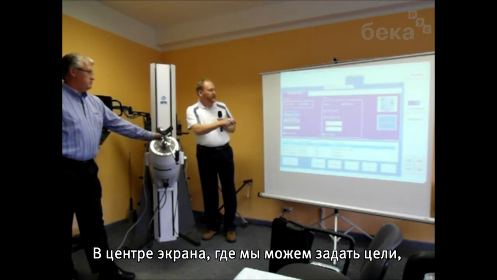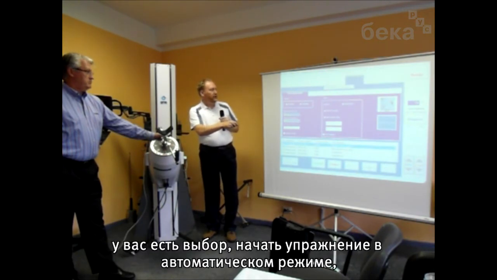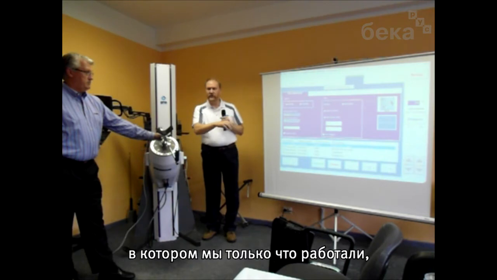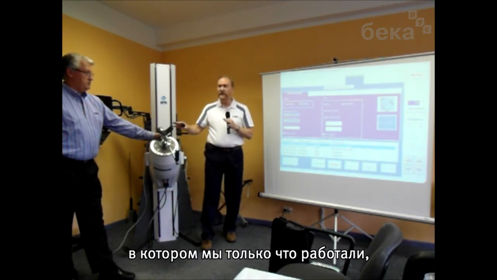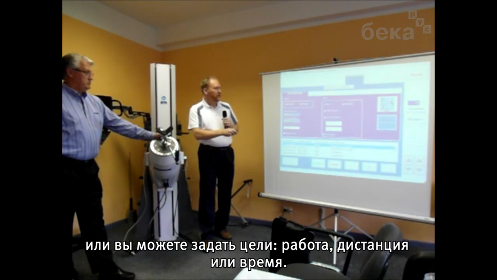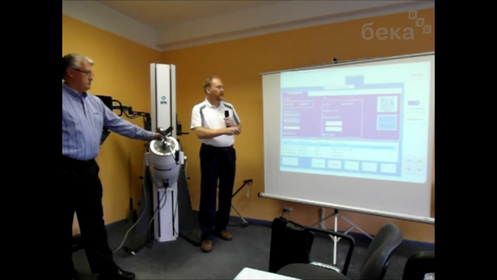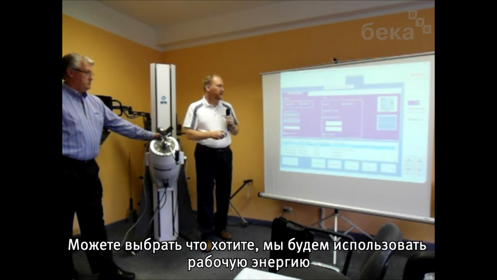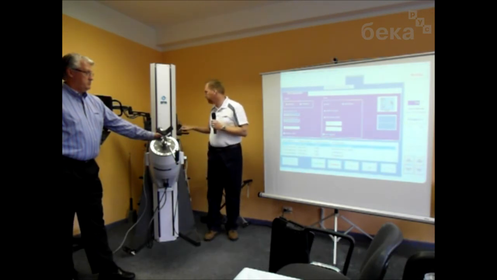So in the center of the screen where it says goals, you have the choice of doing the automatic mode, which is what we just did. It means the exercise will continue until you press stop. Or you can do work, distance, or time. So you'll just choose which one of these you want to use. In this case, we're going to use work.